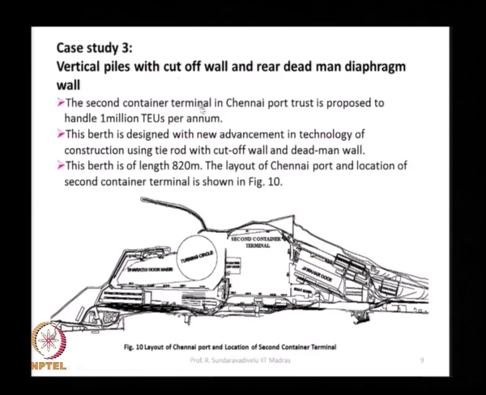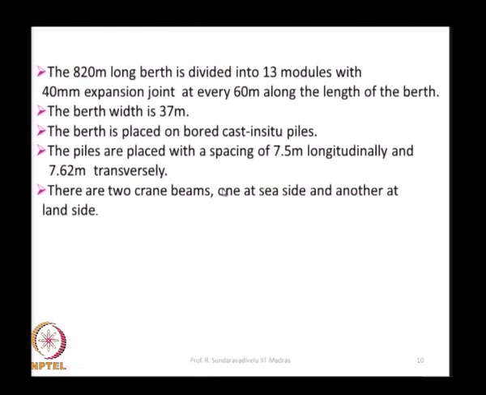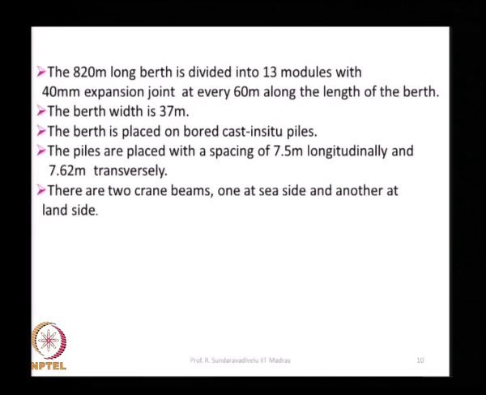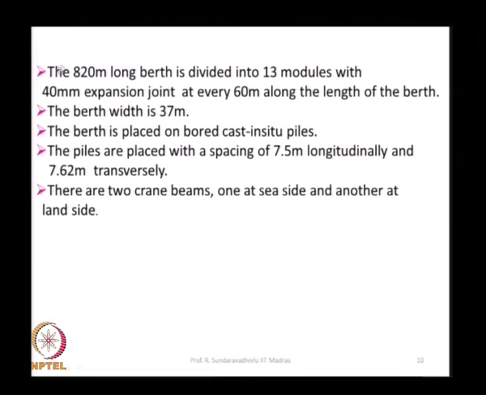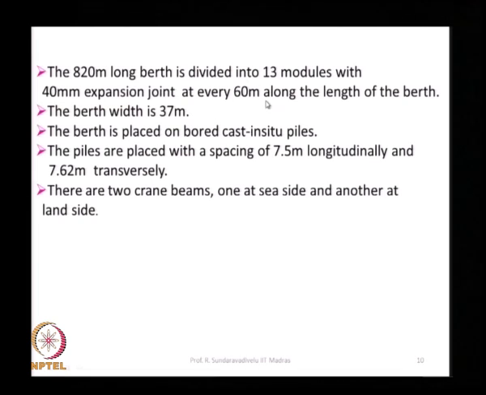This is the third case study in which these 3 numbers are different from what is shown on the board. This is a different case study. Here we have an 820 meter long berth, which we are dividing into 13 modules. We are providing expansion joints of 40 mm thickness every 60 meters, and the width of the berth is 37 meters.